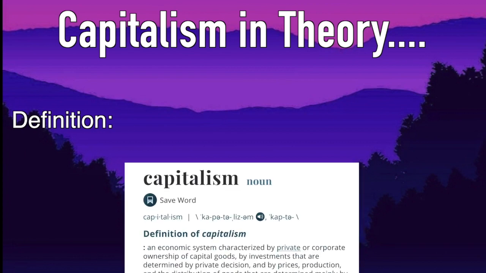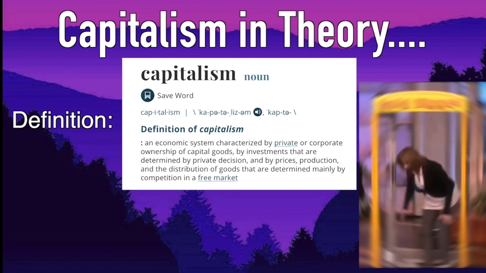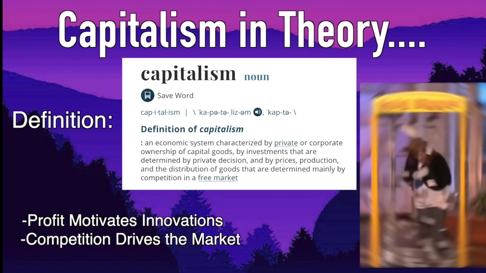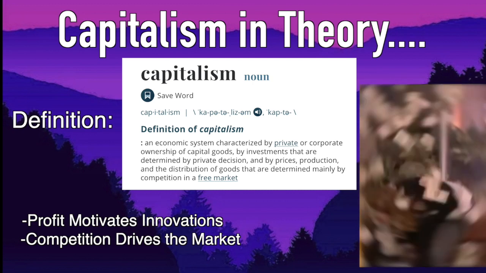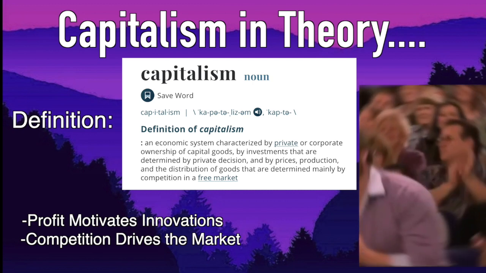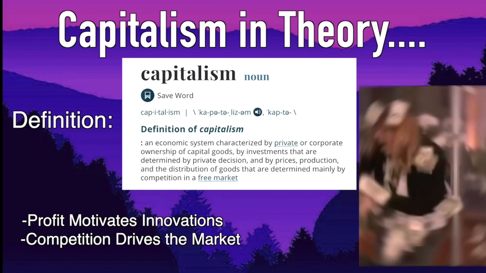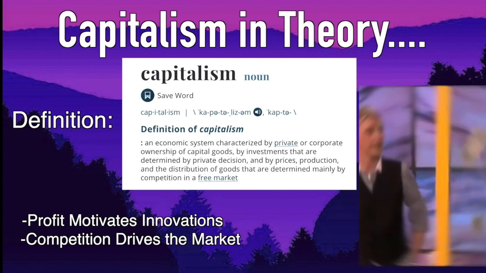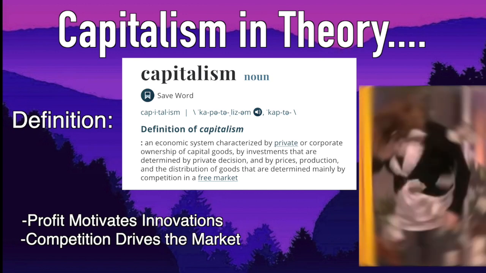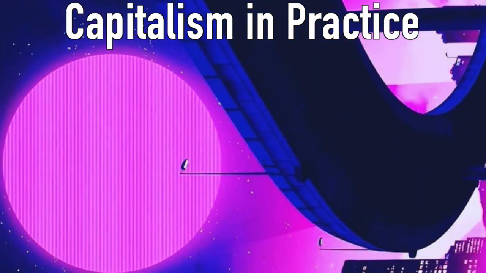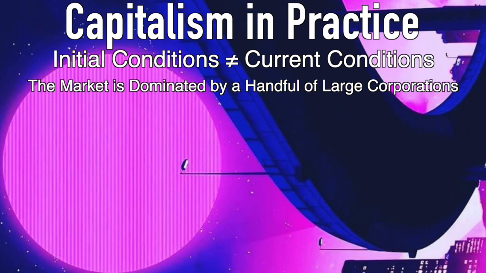The Merriam-Webster's dictionary defines capitalism as an economic system with private ownership of goods, where prices are determined mainly by competition in a free market. In theory, competition is supposed to drive the market and motivate people to find ways to innovate and refine. Though these may have been the initial starting conditions of the free market, as time has gone by, the landscape of the free market has changed drastically, and the current conditions look nothing like the initial conditions where such a system seemed beneficial. The initial conditions of a free market are not the current conditions of today's so-called free market.